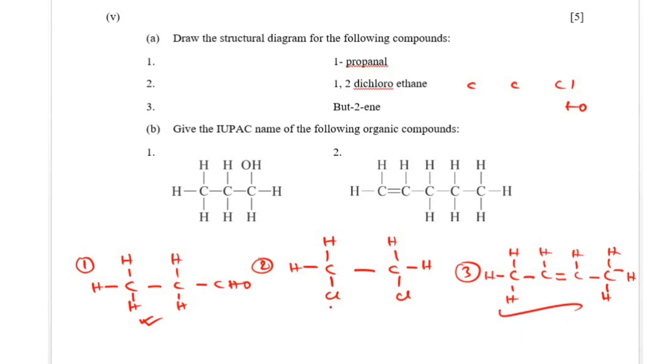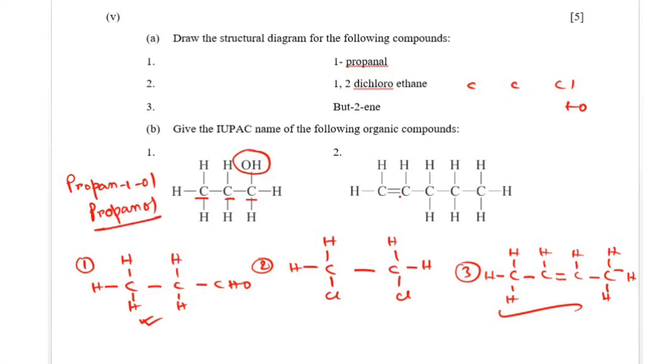Now the last part: give the IUPAC name of the following organic compounds. First of all, 3 carbons, 1, 2, 3, meaning prop. There is 1 OH, so it is an alcohol compound. So it is propan-1-ol, or we can say propanol.